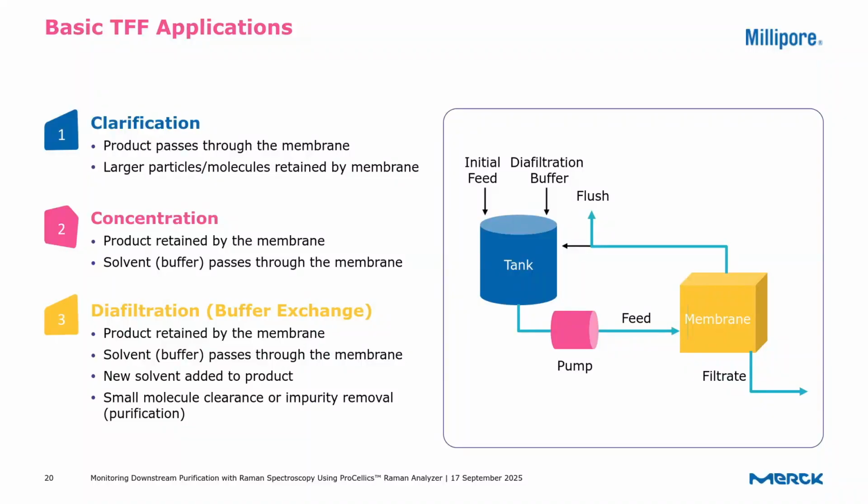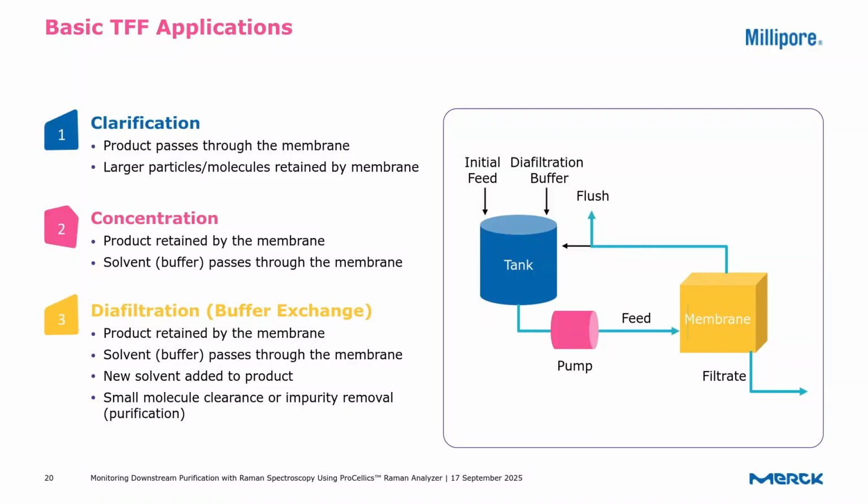And when we're looking at applications where tangential flow filtration can be of value, there's a number of different things, but we can narrow it down to the majority falling into three categories. First would be clarification, where your product is passing through the membrane, and larger debris is being retained. Second would be concentration, where your product is being retained by the membrane this time, and solvent is passing through. In this case, you're going to be decreasing the working volume or the total volume of your tank and increasing the concentration of your drug product of interest.